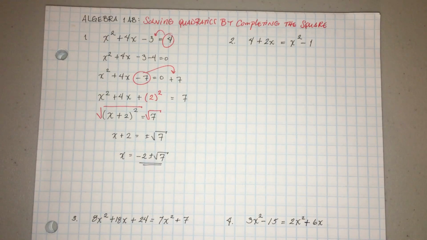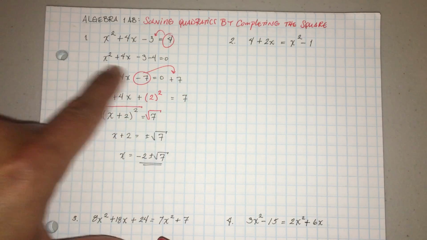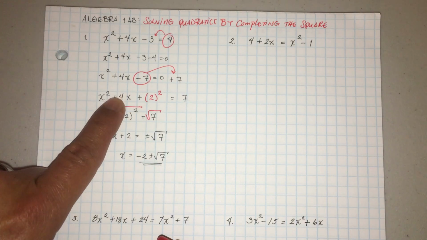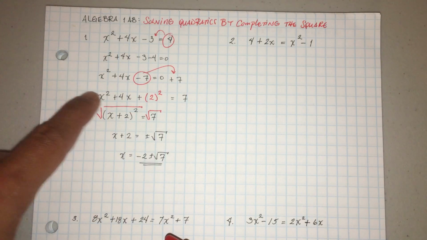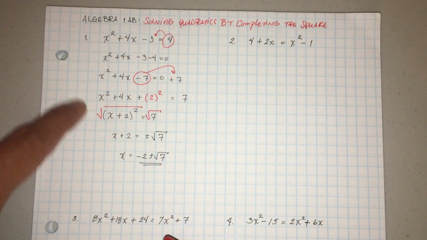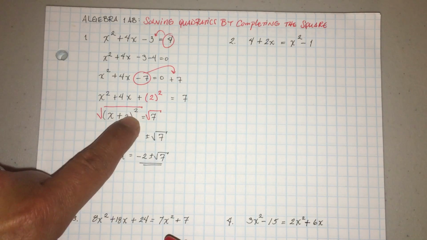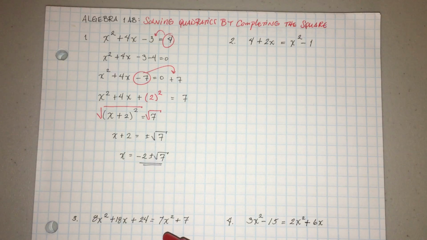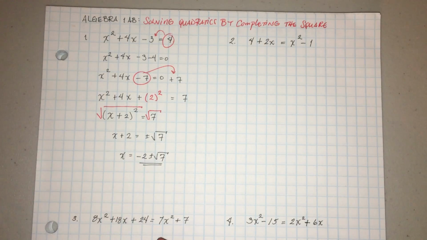Okay, entonces como pueden ver, moví el 7 al otro lado porque no lo pude factorizar. La mitad del 4 es 2, 2 al cuadrado para que lo pueda factorizar. Entonces esto ya lo factoricé. Entonces la raíz cuadrada simplifica la raíz del 2. Entonces me queda x más 2 y nomás traigo el positivo 2 al otro lado.